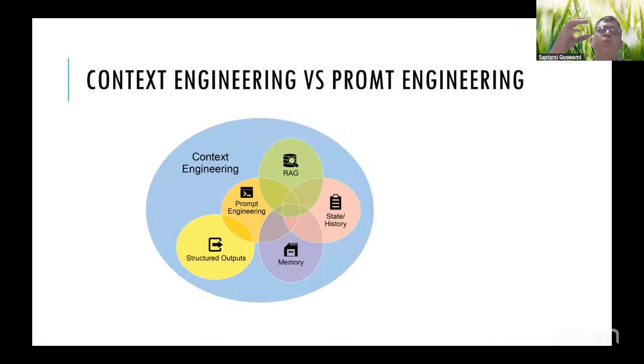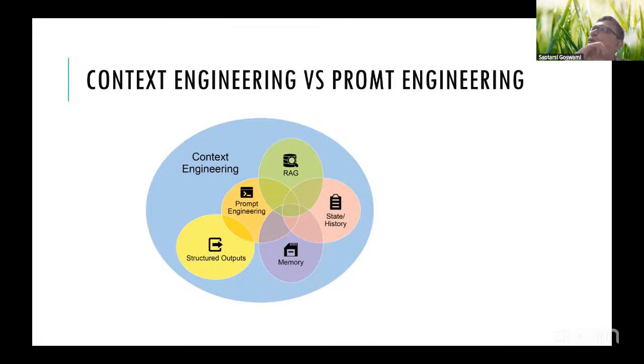Okay, so prompt engineering is how to craft your queries which you are sending to the AI model. That's prompt engineering, right? But context engineering is a more encompassing term. As an example, you can have RAG, you can have memory, in terms of state or history, and then you may also mention some kind of structured outputs. So this is what gives you context engineering.